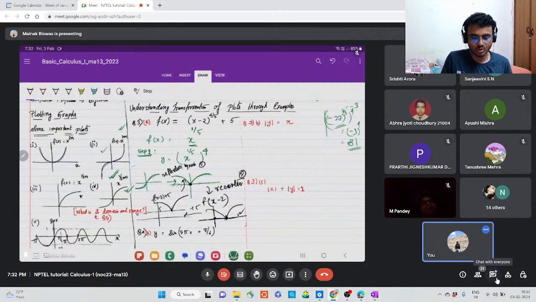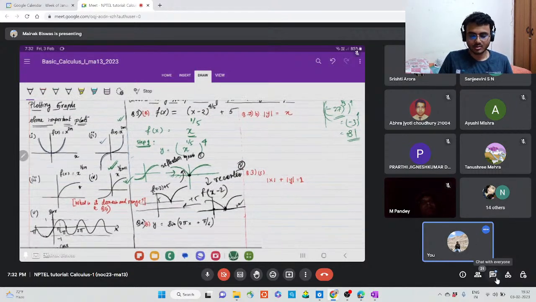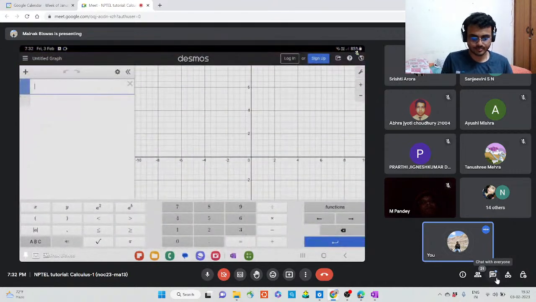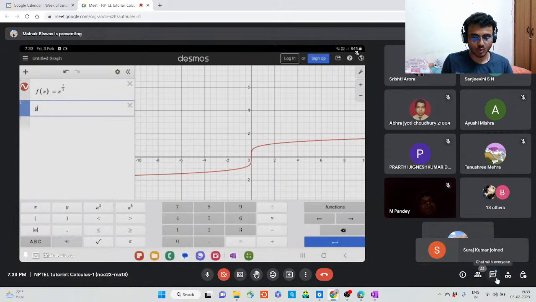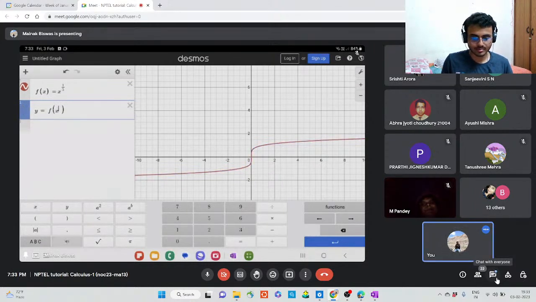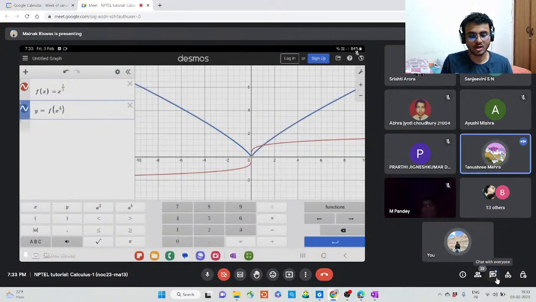This is the graph. So you see, I'll plot it here. You'll be able to relate. So how will I plot it? I'll plot f of x just as we did is equal to x to the power of 1 by 5. See, it's matching our graph. Yes. So now I write y is equal to f of x to the power 4, right? It's matching again what we plotted.